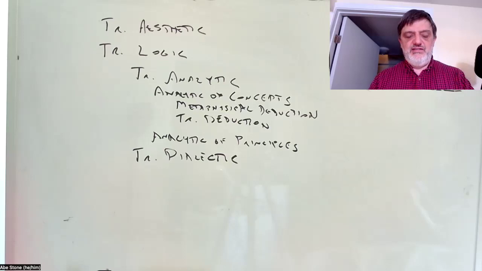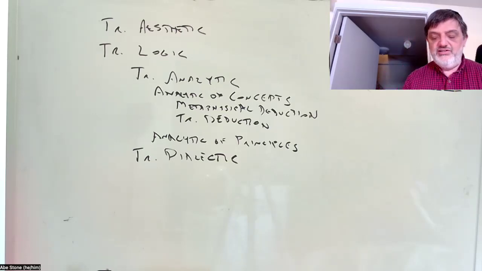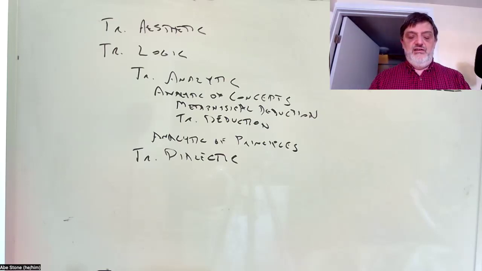And what I've been saying is that whereas the metaphysical deduction shows that if we have experience, that is empirical knowledge of objects, then our experience must conform to the categories, the transcendental deduction is supposed to show that we do have experience. That is, that we do have empirical knowledge of objects.